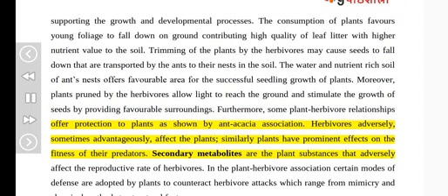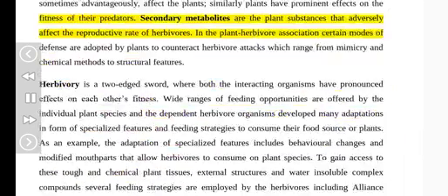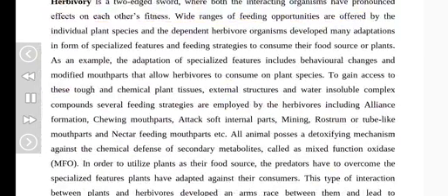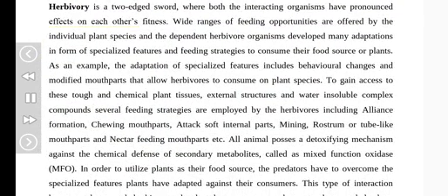Herbivores adversely, sometimes advantageously, affect the plants. Similarly, plants have prominent effects on the fitness of their predators. Secondary metabolites are the plant substances that adversely affect the reproductive rate of herbivores. In the plant-herbivore association, certain modes of defense are adopted by plants to counteract herbivore attacks, which range from mimicry and chemical methods to structural features. Herbivory is a two-edged sword, where both the interacting organisms have pronounced effects on each other's fitness.